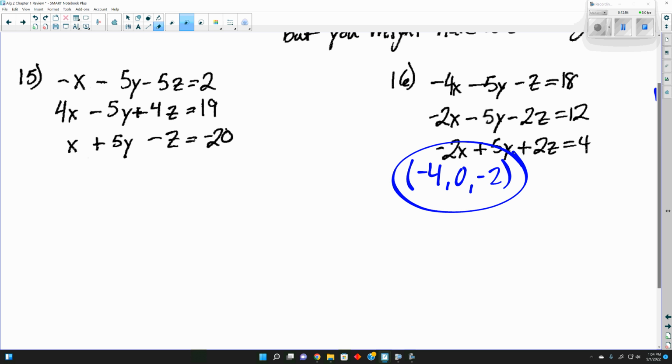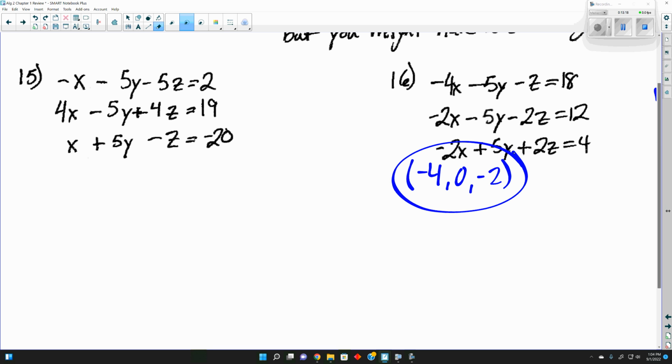Well, we put X, Y, Z. That's how, because again, we made sure X was first, Y was second, Z is third, so it's going to come in the form X, Y, Z. Does that make sense? I will mark it wrong if, instead of putting this here, you put 0, -4, -2. I will mark those wrong if they're in the wrong order.